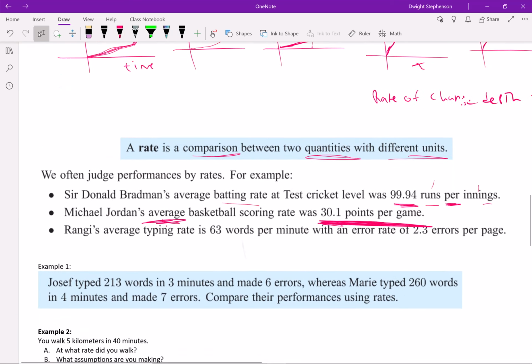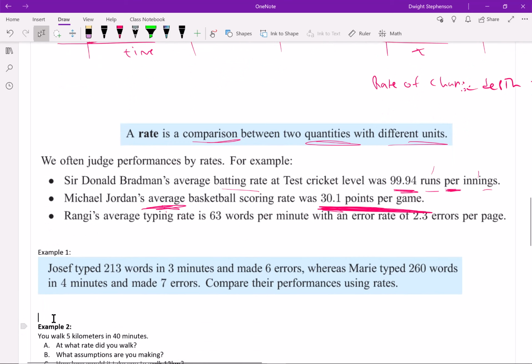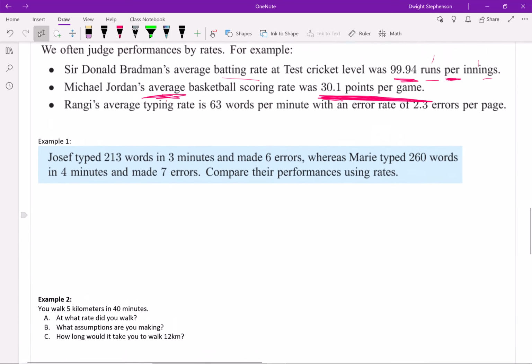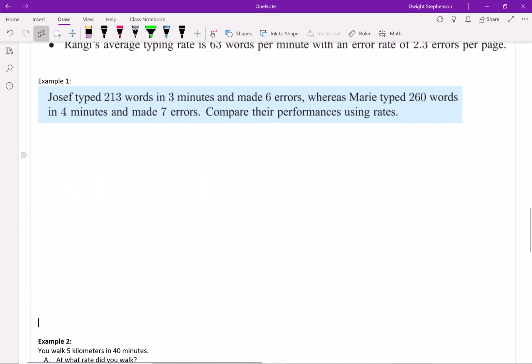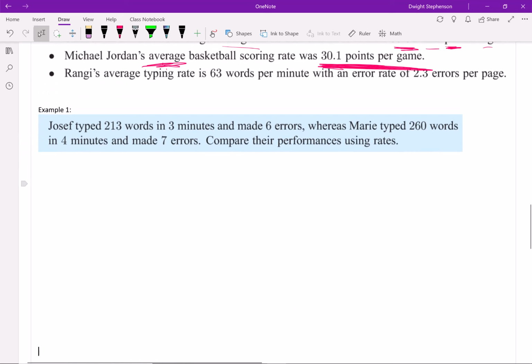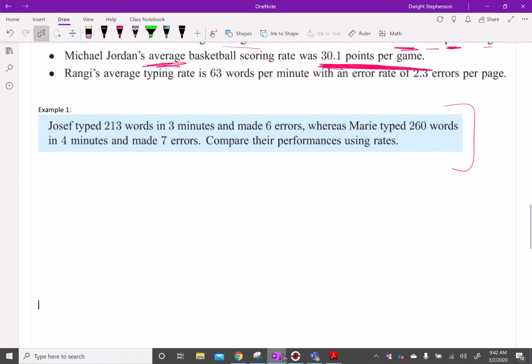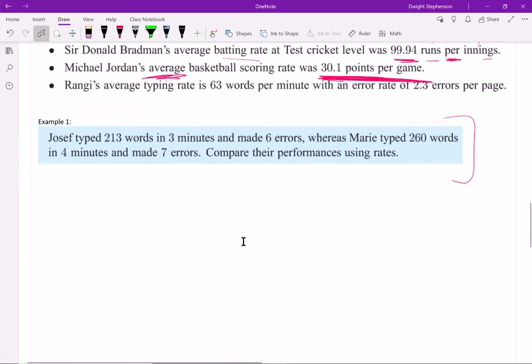So here's a quick example that you should think about. This Joseph problem. I want you to take a minute and compare their typing rates. We might want to see who's a better typer, Joseph or Mary. So we could say, okay, Joseph can type 213 words in 3 minutes, which is how many words per minute? That's what we call a unit rate. But then he also made 6 errors.